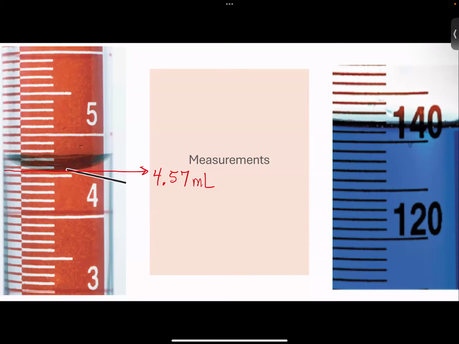Okay, let's look at this next one. This one doesn't have as much of a meniscus, but I'm going to read at the bottom of what meniscus does exist. Okay. What I see is 120. What would that line be associated with? 130, 140. Meaning I can read the hundreds place, and I can read the tens place.